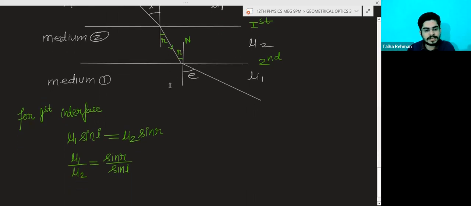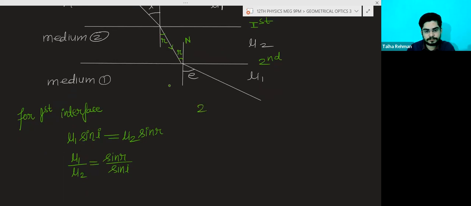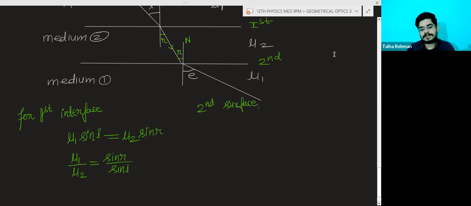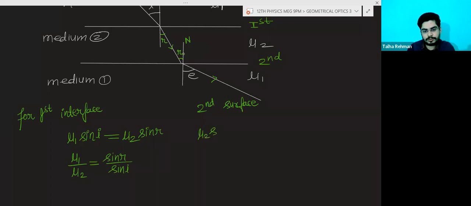Now we can apply Snell's law for the second surface. For the second surface, you will write mu2 into sin r is equal to mu1 into sin e. From here you can find mu1 by mu2. What will be mu1 by mu2? It is sin r divided by sin e.